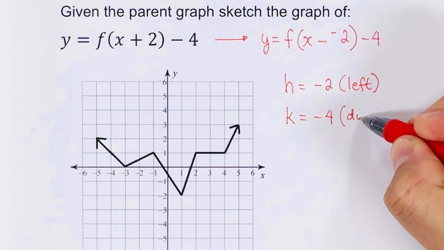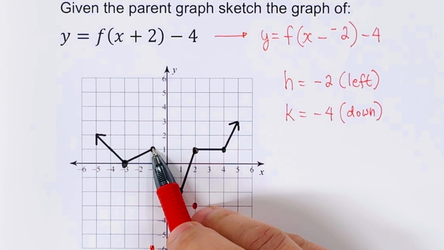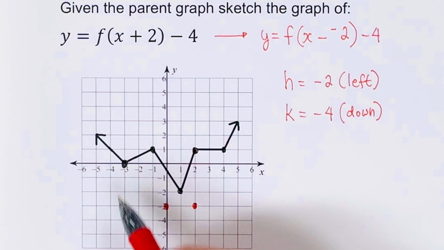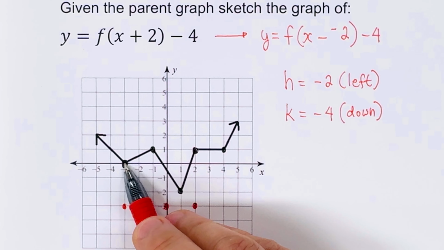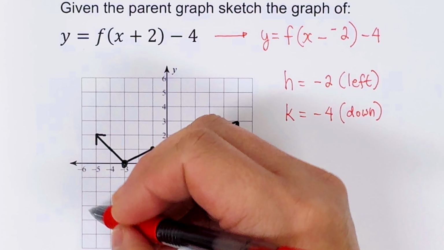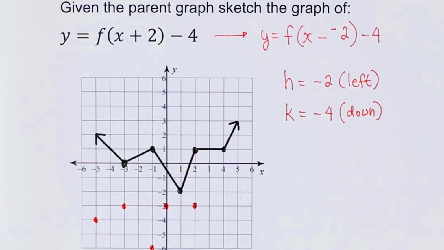So what we're going to do here is translate the graph 2 units left and 4 units down. For this dot here, that's going to be 1, 2 left, 1, 2, 3, 4 down. So this is the position of this dot. Next dot right here, 2 left, 4 down. The next dots are the same, each going 2 left and 4 down. And then I'm going to connect the dots together.